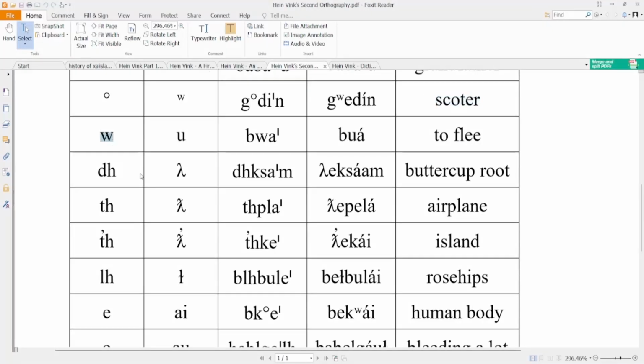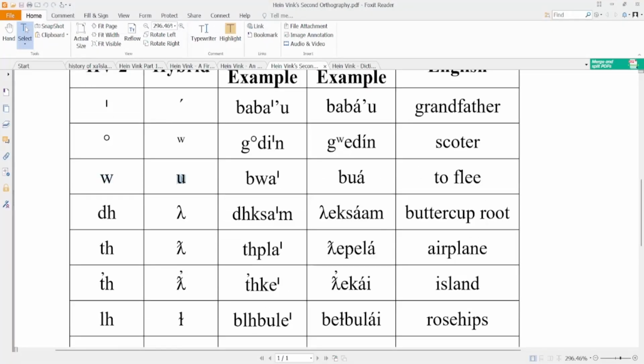And then W is used to represent the letter U. So we see here buwa. This W is meant to make an oo sound, buwa. And we see the spelling in the hybrid orthography, which is a little clearer, and it means to flee.